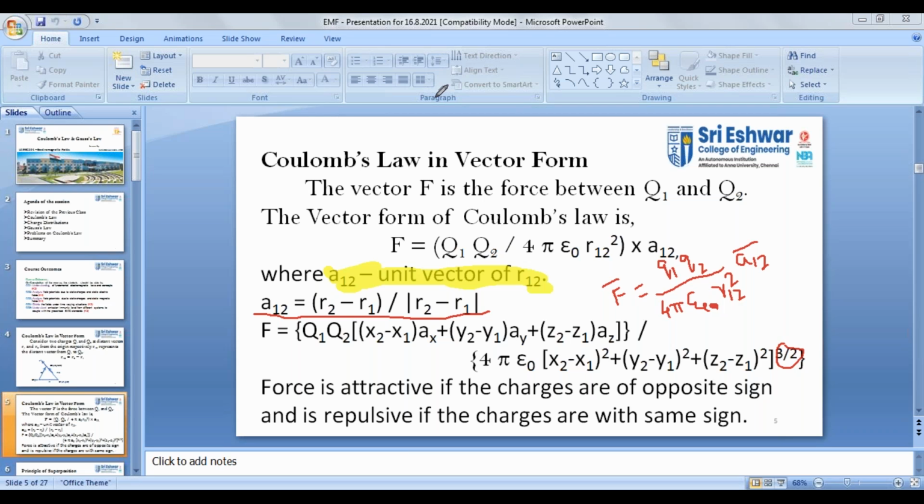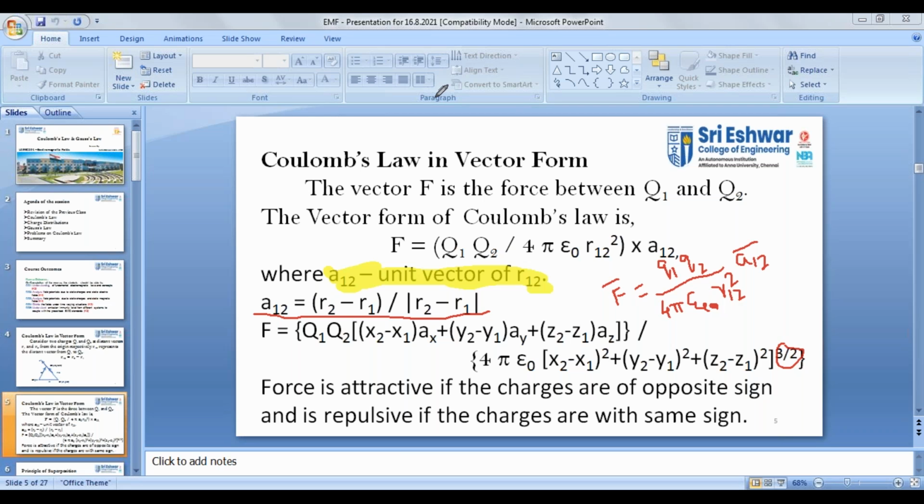Any doubt, anyone? See, either you can memorize this force expression for doing problems, or if it is difficult, you understand the concept, what we have done. Remember just the basic formula for force. That is, force is equal to Q1 Q2 by 4 pi epsilon naught R12 square into A12. Just remember this particular formula and understand the concept, how to arrive at the force expression. Then we can easily get it.